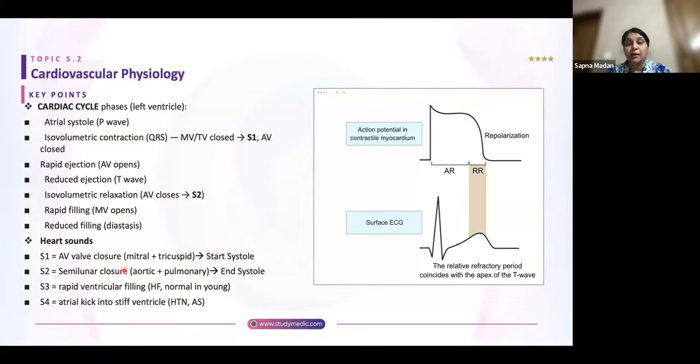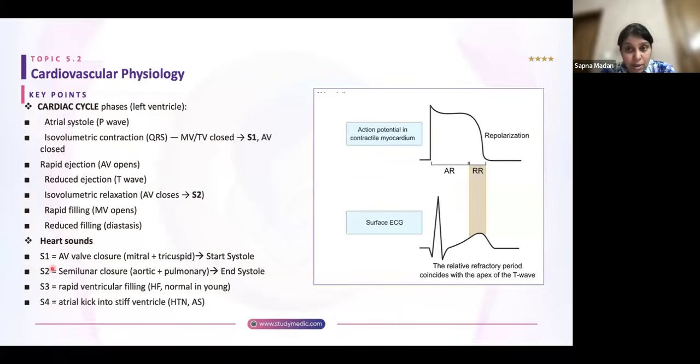Okay, the heart sounds, like we spoke about: the S1 is when the mitral and tricuspid close, and this marks the beginning of systole. And then we have the S2, the second heart sound, which happens when the semilunar valves close, the aortic and pulmonary. This marks the end of systole.